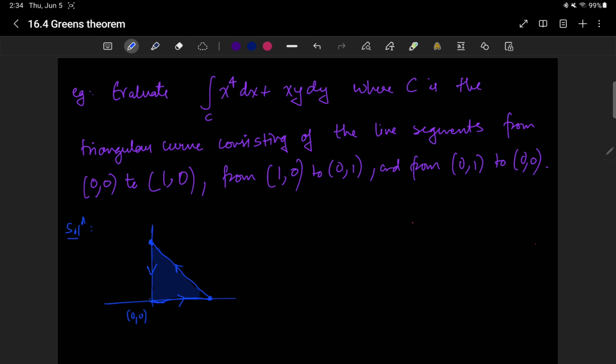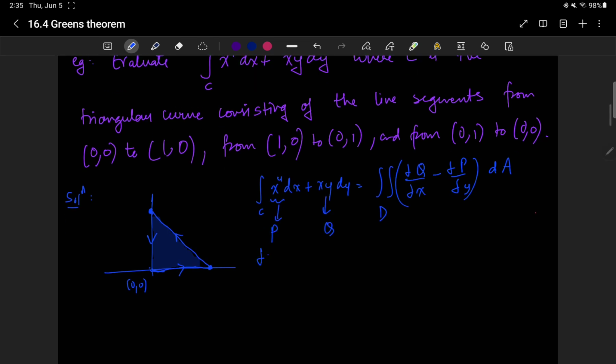So you can evaluate the line integral directly, but you could also use Green's theorem here, making it the double integral over the region of del q over del x minus del p over del y dA. And here, remember, this is the function p, and this is the function q, so that del p over del y is 0, and del q over del x is just y, which means our double integral is a very simple double integral, dy dx.